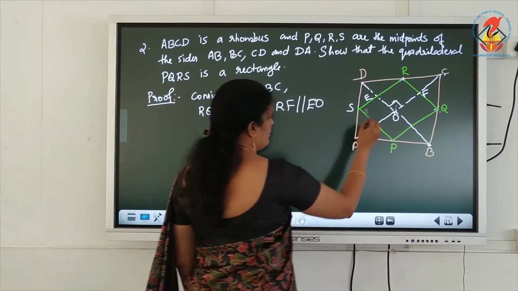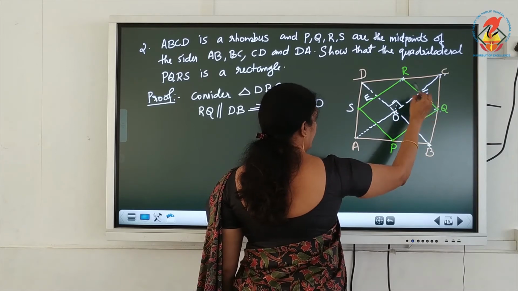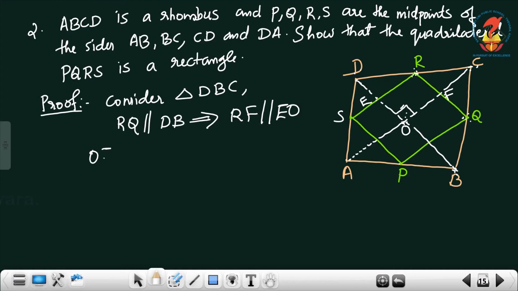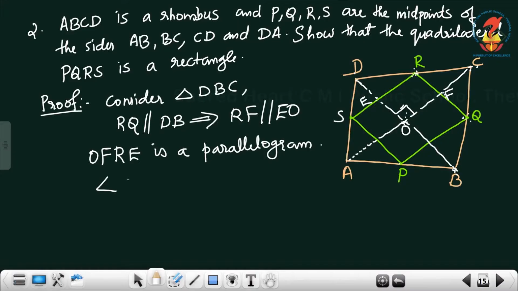Okay, here one pair of opposite sides are parallel. Definitely OFRE is a parallelogram. OFRE is a parallelogram. Angle EOF equal to 90 degrees. Reason: diagonals of a rhombus perpendicularly bisect each other. Okay.